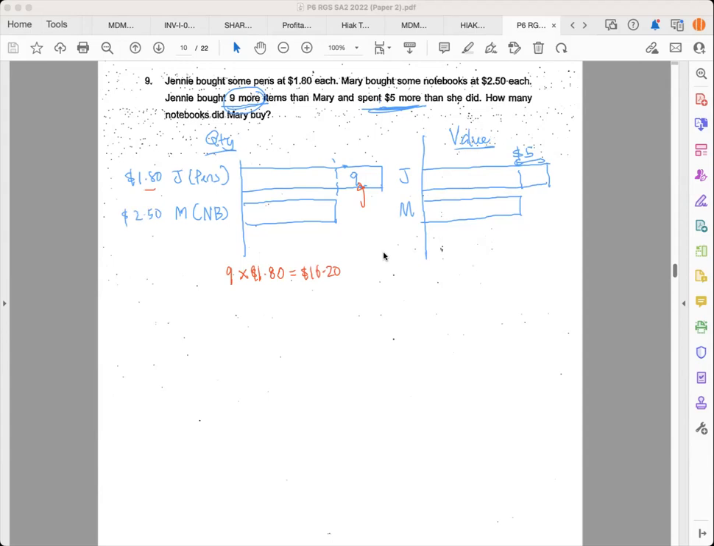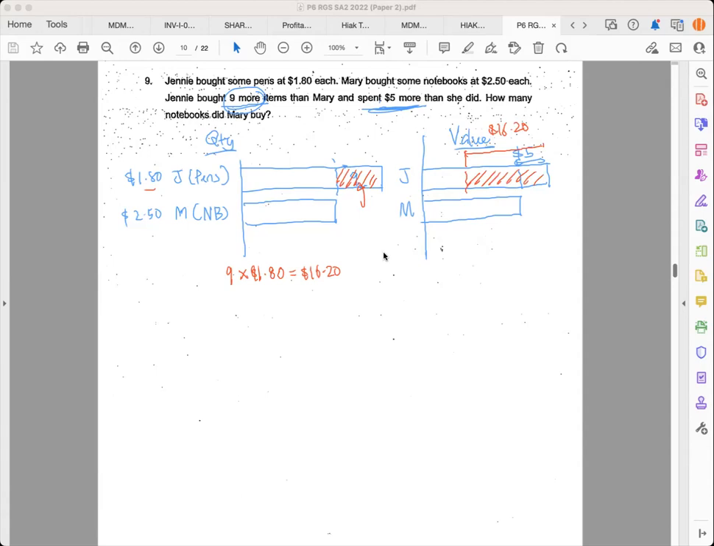So if I were to remove the 9 pens from the quantity so that I have an equal number of pens and notebooks, I must also remove the equivalent value of these 9 pens. And the equivalent value of these 9 pens is $16.20. So I'm going to cut off $16.20 from here, from here all the way backwards, somewhere here. This will be removed.